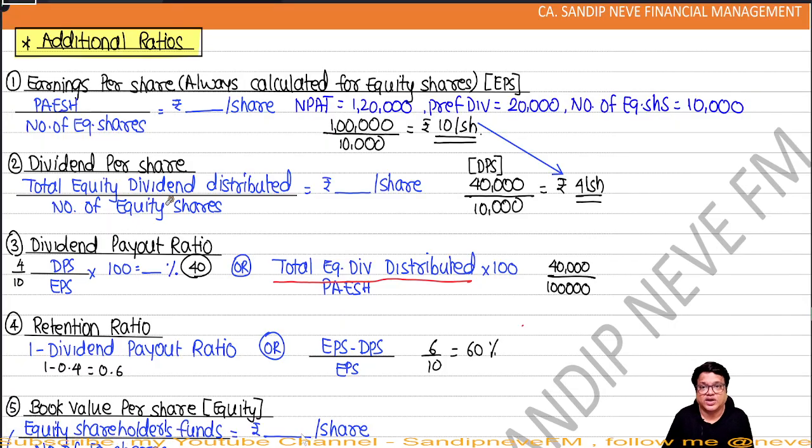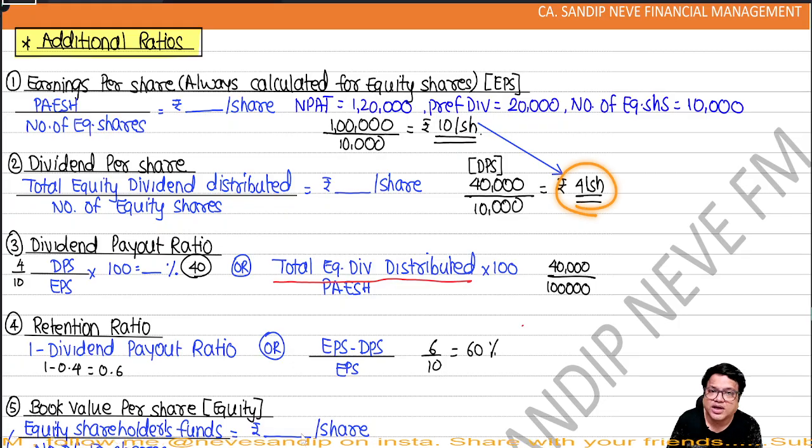Very simple. Okay, we take one random example that the NPAT is 120,000, preference dividend is 20,000, and number of shares are 10,000. So out of the NPAT of 120,000, we will give away 20,000 only to the preference shareholders. So we'll be left with 1 lakh rupees of PAESH. Take that 1 lakh and divide by 10,000 shares. Per share 10 rupees. Got it. Now let's say the company gives away 40,000 as a dividend for all the shareholders.